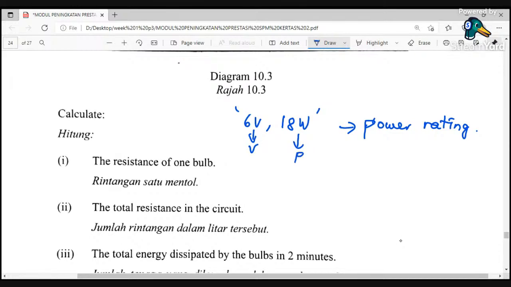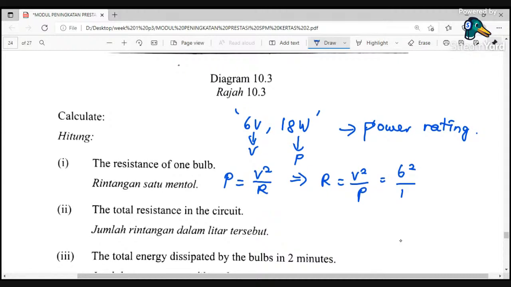So you want to calculate for resistance using the formula P equals to V squared over R. Yes, R equals to V squared over P. So 6 squared over 18. Okay, 36 divided by 18, 2 ohm. Okay, so that one resistance for one bulb.